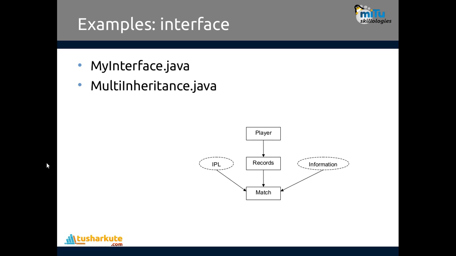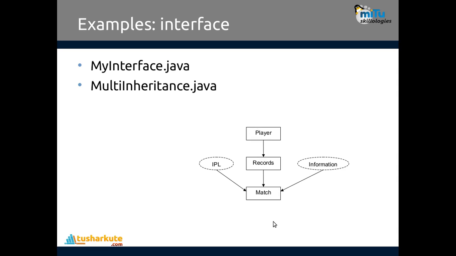Now let's go for some bigger program here, MultiInheritance.java, this one. You can check this particular diagram here. Okay, the things shown in the dotted oval are the interfaces, and those shown in the rectangle are the classes. So Player is extended into Records, which is extended into Match, and this interface IPL is implemented by Match, and this interface Info is implemented by Match. So total 2 interfaces and 3 classes are present inside it.